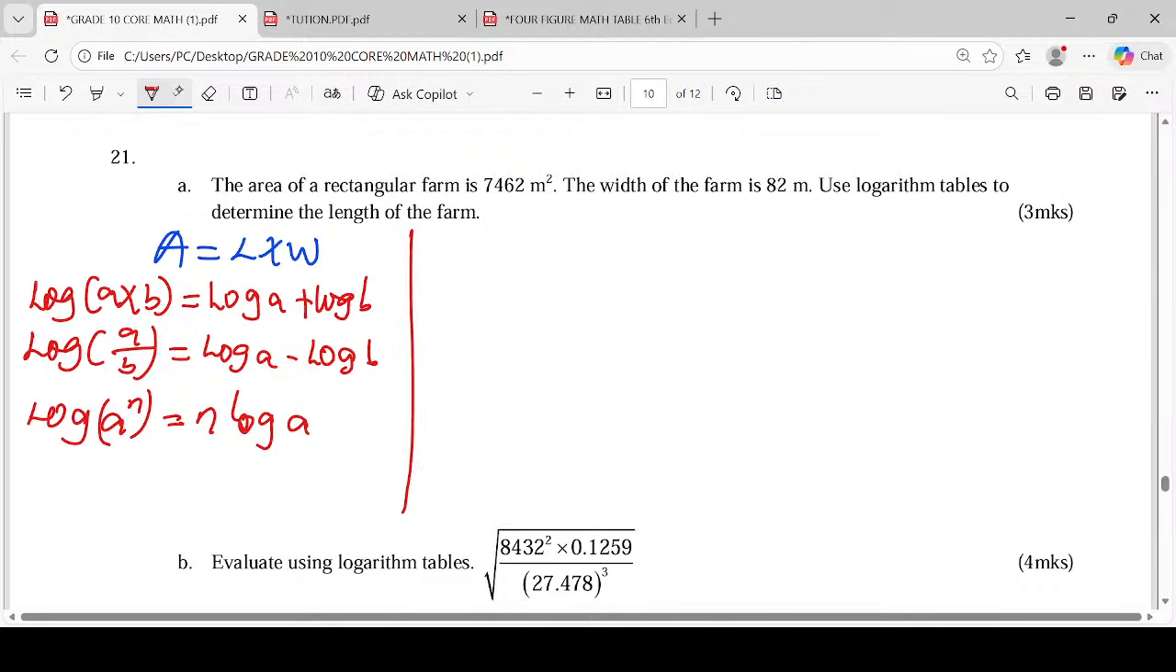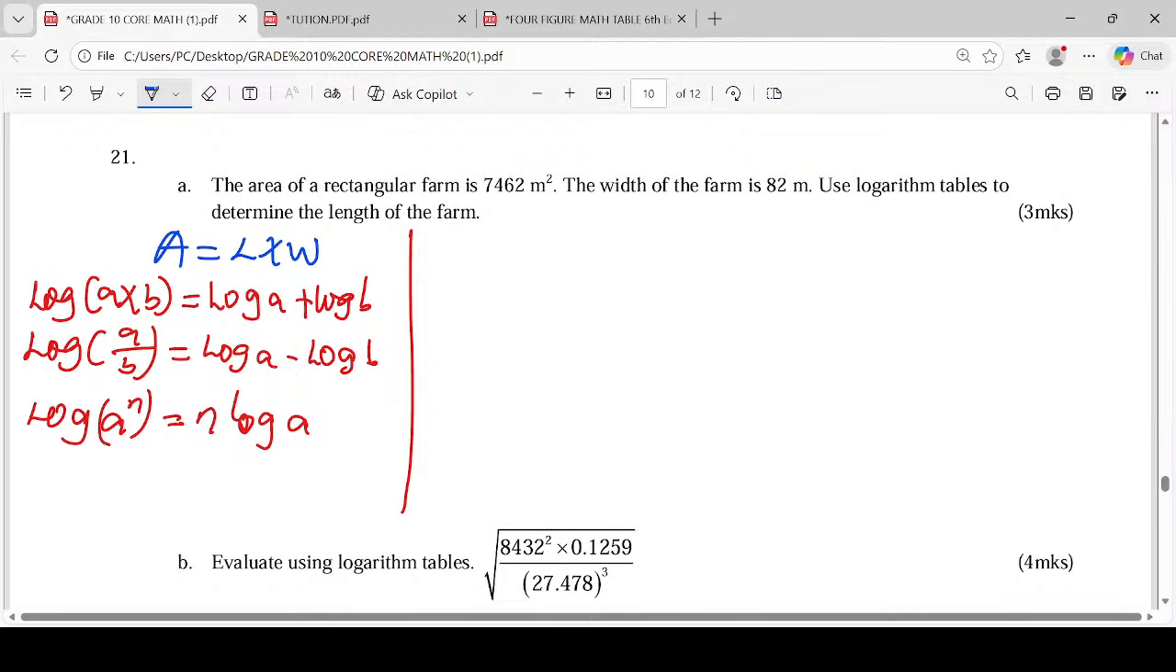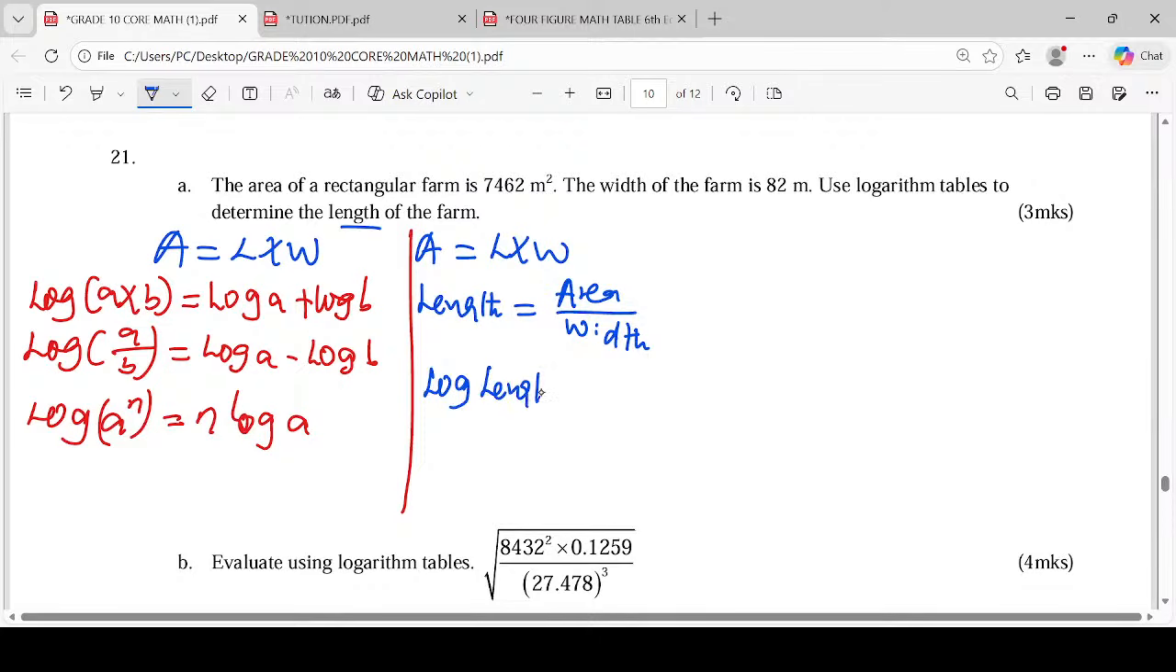And now if you have that, you can do very well here, because remember we've said that if area is given by length multiplied by the width, then because now we want to determine the length, it means that length is calculated by taking area divided by the width. And if that is the case, when I get the log of length, it should be equal to the log. That means I can introduce logs to both sides.